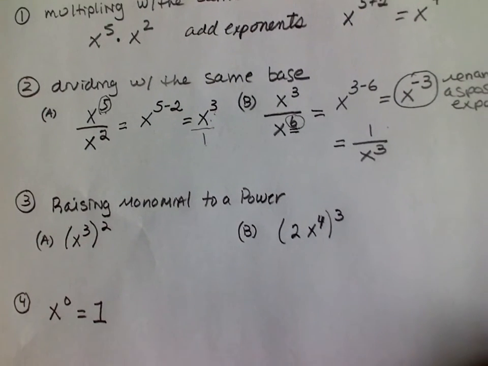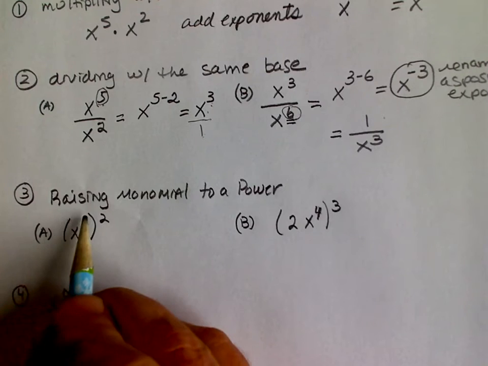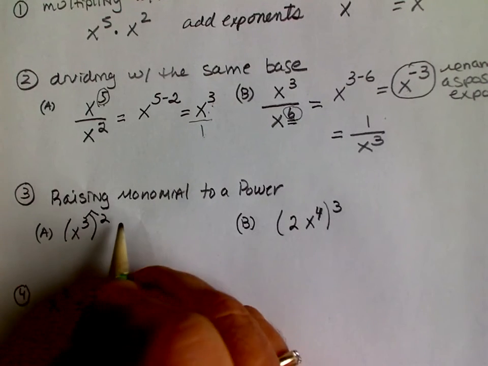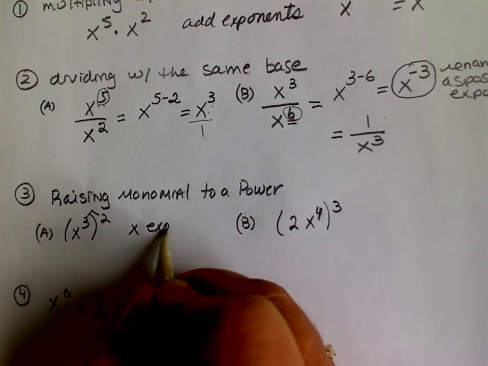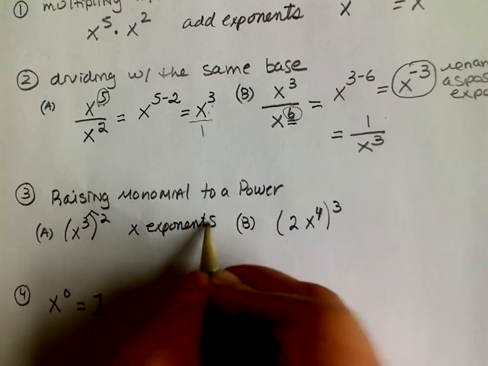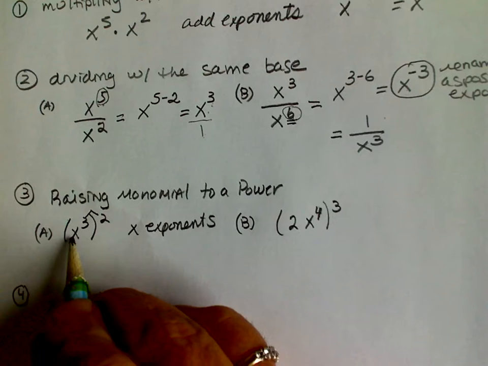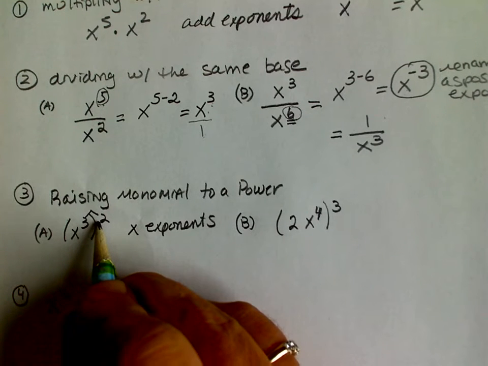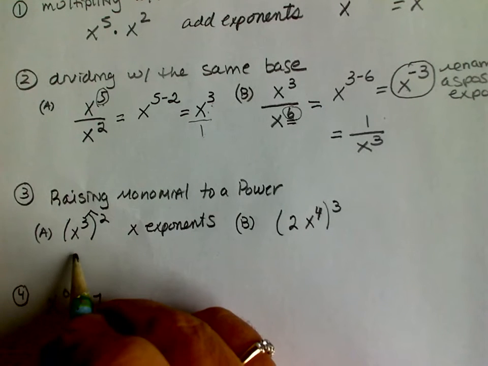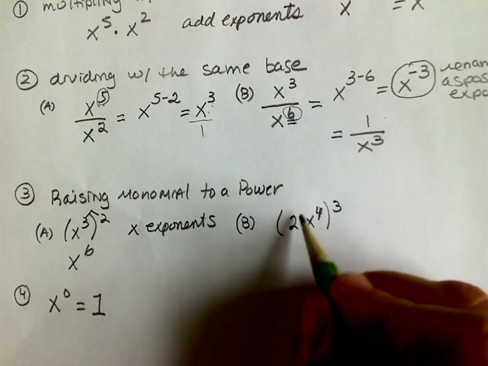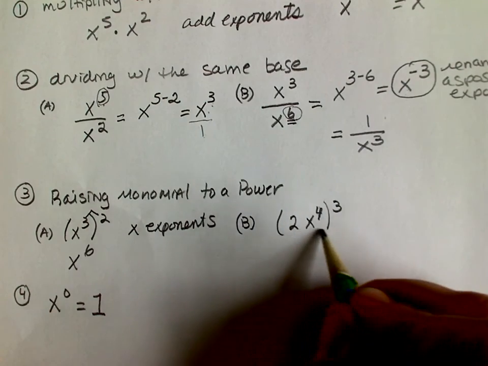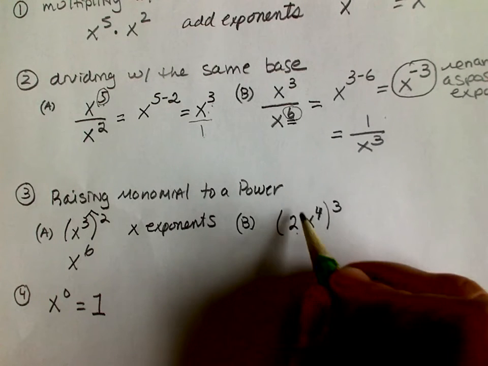Raising a monomial to a power, the rule says to multiply its exponents. So we will multiply its exponents. So x to the 3rd raised to the 2nd power is x to the 3 times 2, or x to the 6th.